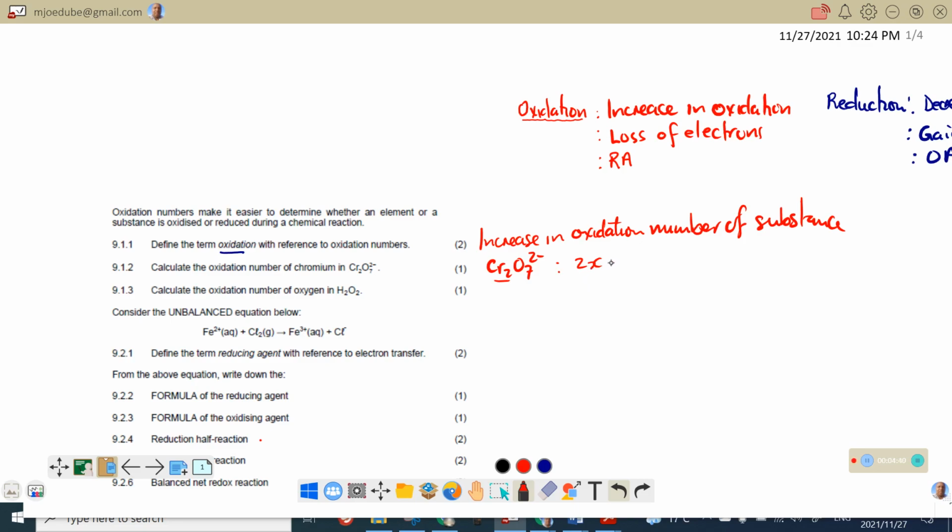So you'd say 2x plus 7 times -2, which is the charge of the oxygen, is equal to the net charge of the species, which is -2. So 2x minus 14 is equal to -2. Transpose the 14 and you're going to have 2x is equal to plus 12, and then divide both sides by 2 to calculate the value of x, and you're going to get plus 6. So the oxidation number of chromium in dichromate is equal to plus 6.